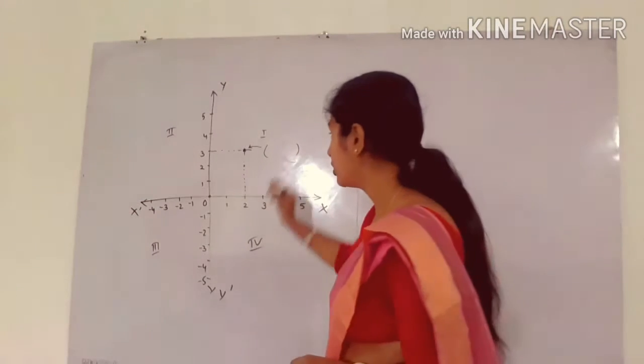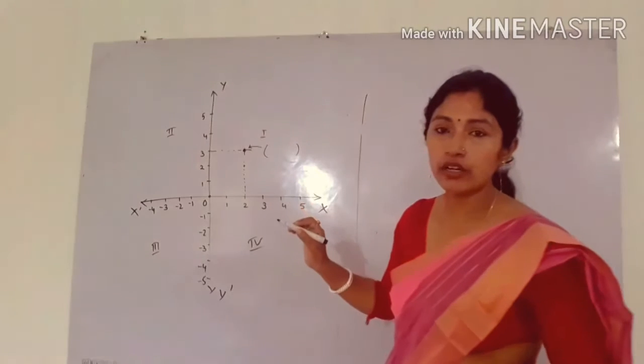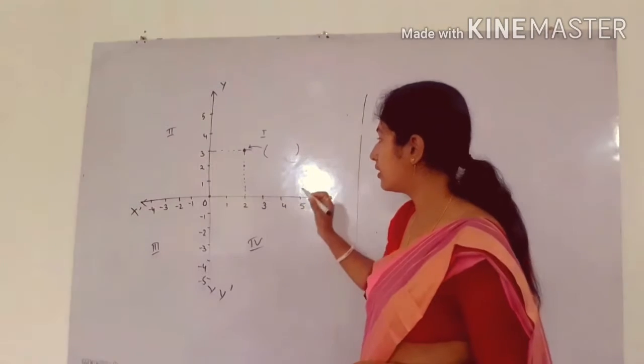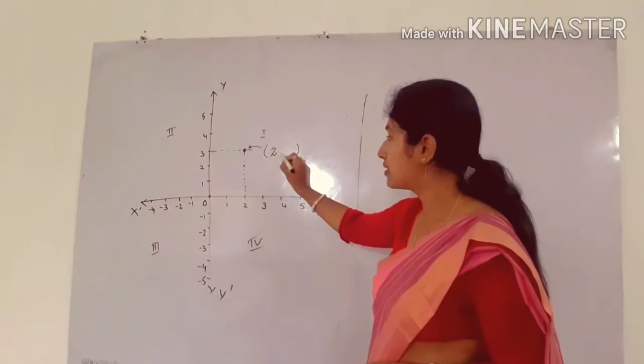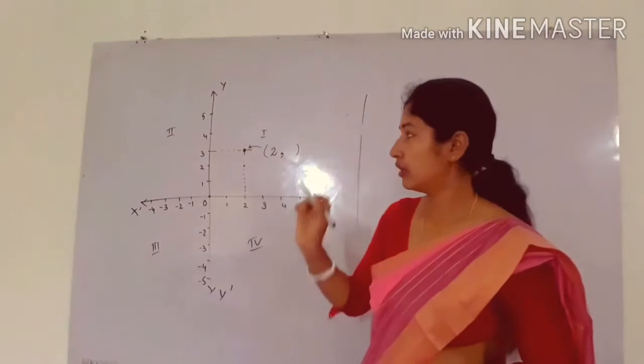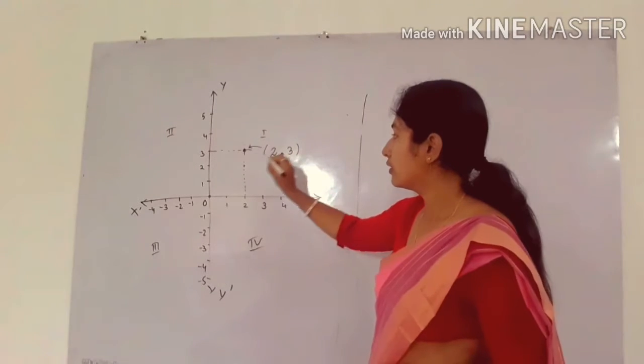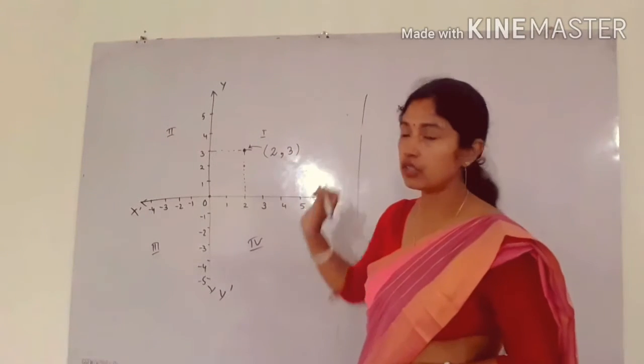So how to write a coordinate? Already I have told you, you have to write the x coordinate first. The x coordinate is called what? Abscissa. So 2 is the abscissa, and what is the ordinate? Ordinate means the coordinate of y. So what is the coordinate of y here? 3. So this coordinate is (2, 3).